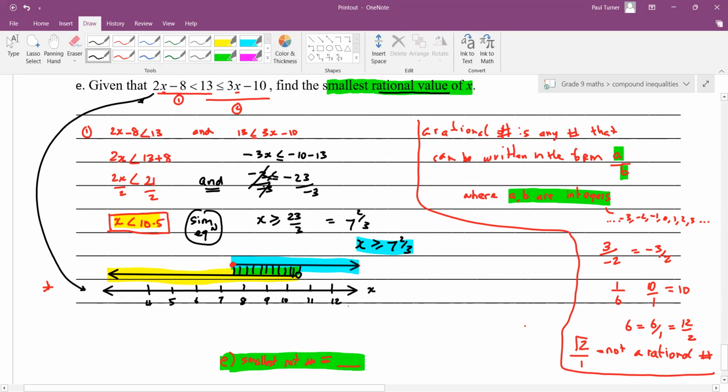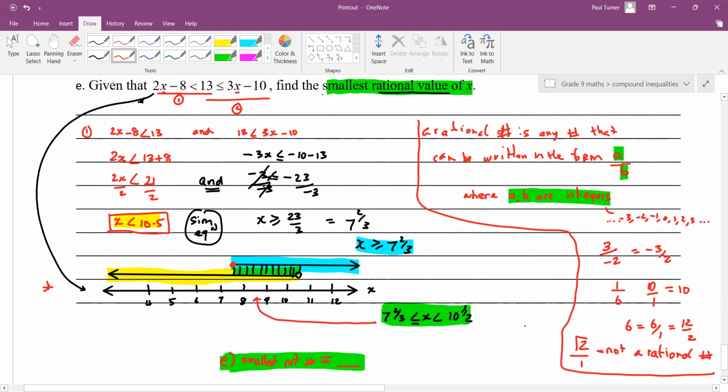So your final answer then, or part of your final answer will be 7 2/3 less than or equal to x less than 10.5, like that. So that's your final part of the number line you're interested in, which is in here, that bit there that I've drawn with the bars.